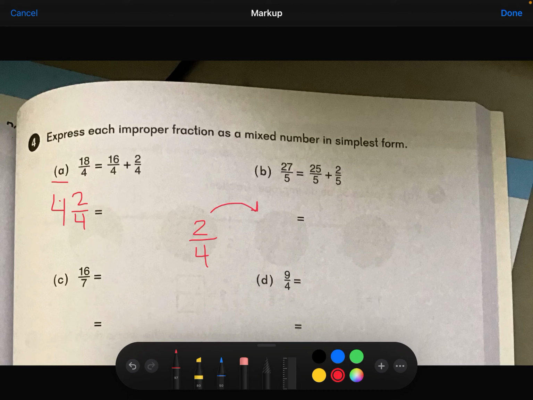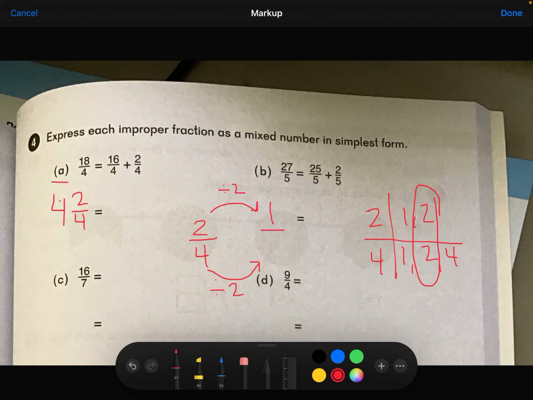Well, I know that 1 and 2 are the 2 factors of 2. And if I wanted to write that out in a T-chart, I totally could. The factors of 4 are 1, 2, and 4. A matching factor here would be 1 and also 2. Dividing by 1 would not be beneficial here, but 2, yes, we can do. We're going to divide by 2 so that we can end up with our simplest form fraction. 2 divided by 2 is 1, and 4 divided by 2 is 2. So our mixed number written in simplest form would be 4 wholes and 1/2.